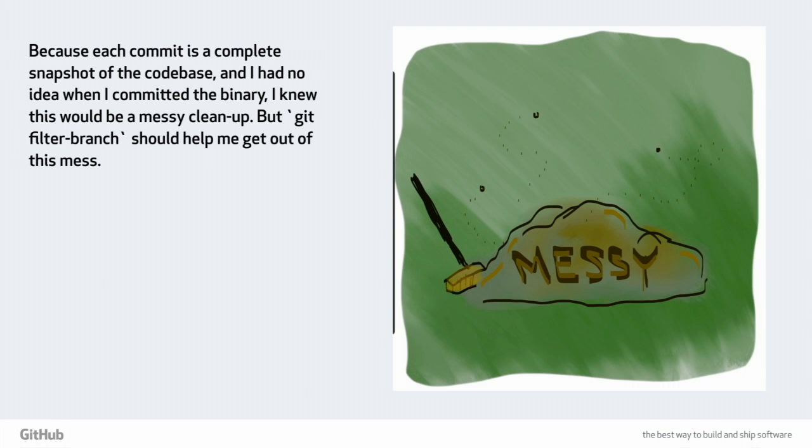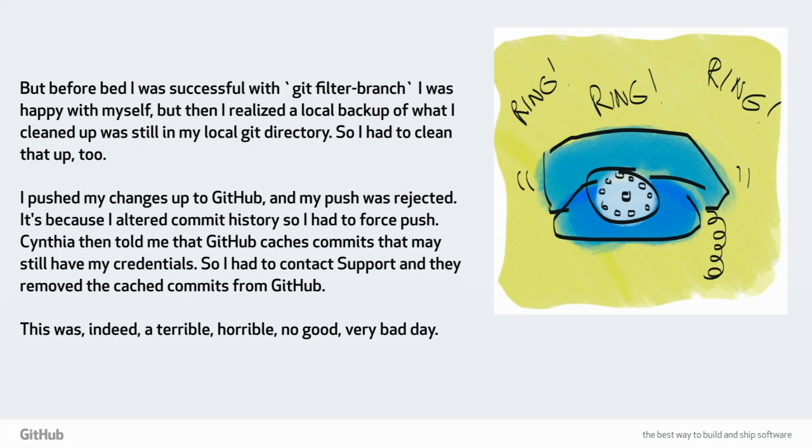Because each commit is a complete snapshot of the code base, and I had no idea when I committed the binary, I knew this would be a messy cleanup. But Git filter-branch should help me figure out this mess. Before bed, I was successful with Git filter-branch. I was happy with myself.